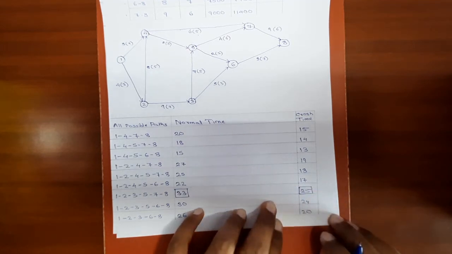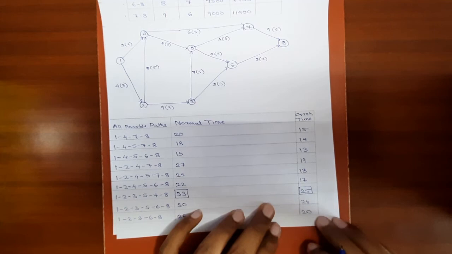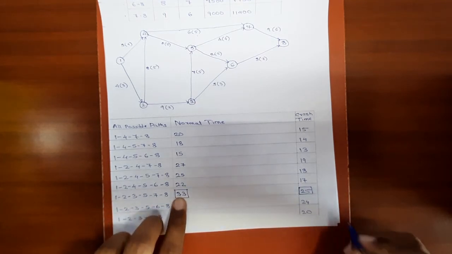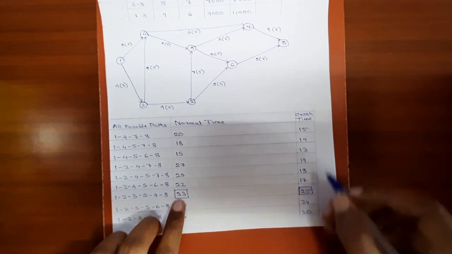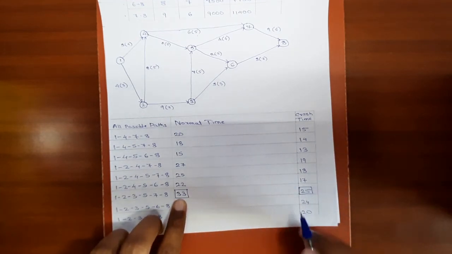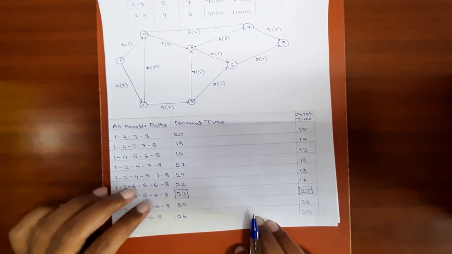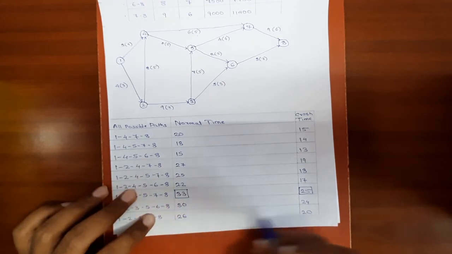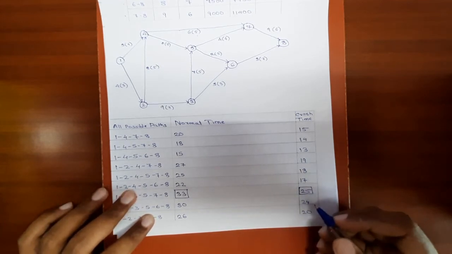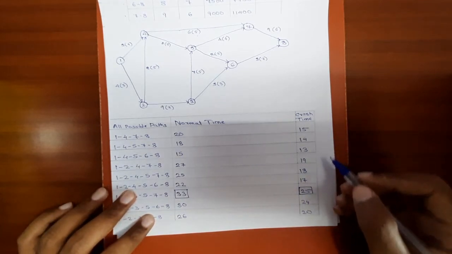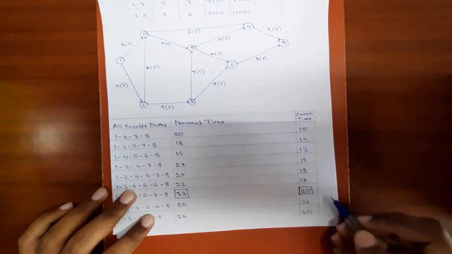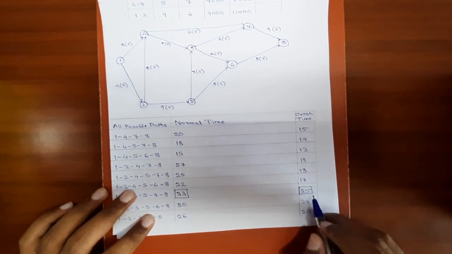Please remember, it is not at all necessary that the path having maximum normal duration should have the maximum crash duration. It can be any of the paths. These two values say that the crashing process will start at 33 days and it will end at 25 days. In short, no matter what we do, the project cannot be completed in less than 25 days. 25 days is the minimum time required to complete the project.